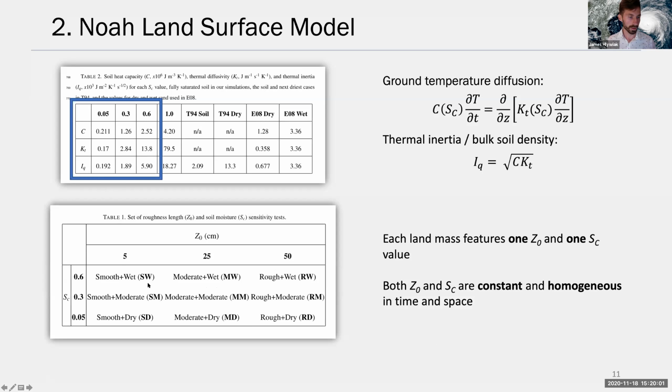So in this table, here's a matrix of the 9 landfalling simulations that I ran, with soil moisture on the left and roughness length on top, 3 of each, resulting in 9 simulations. So each simulation featured 1 Z0 value and 1 SC value. And I named them based on the surface attributes. So the smooth case with the saturated soil resulted in the smooth and wet simulation. Conversely, the rough simulation with the dry soil resulted in the RD simulation. Both of these are constant and homogeneous in time and space.